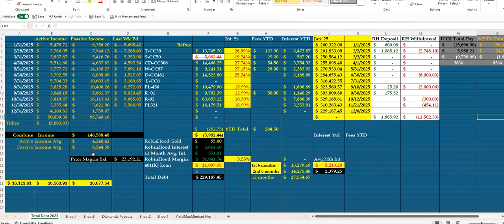Average monthly passive income is $8,544.50. All right, so it says our prior margin balance was $23,192.21.